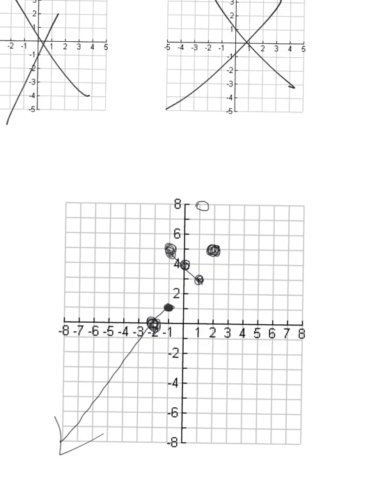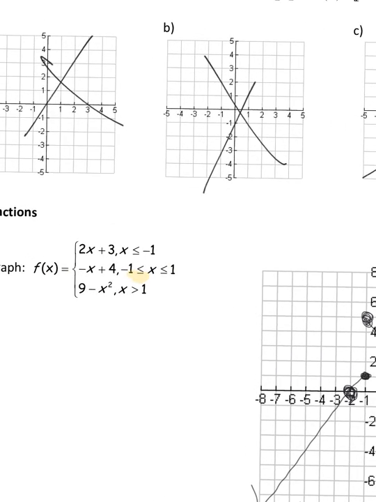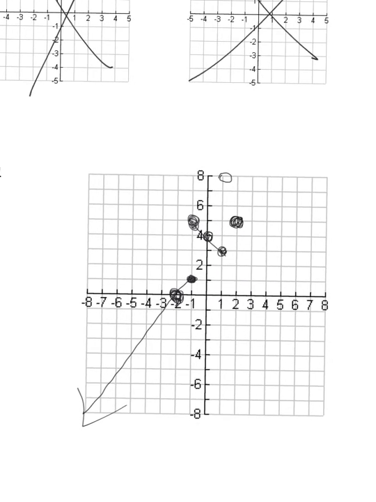So maybe let's plug in one more value, 3. I'm going to plug 3 in for x there. 3 squared is 9, 9 minus 9 is 0. So I get (3, 0). And if I plugged in 4, I would get negative 7. And so it'd be like this.